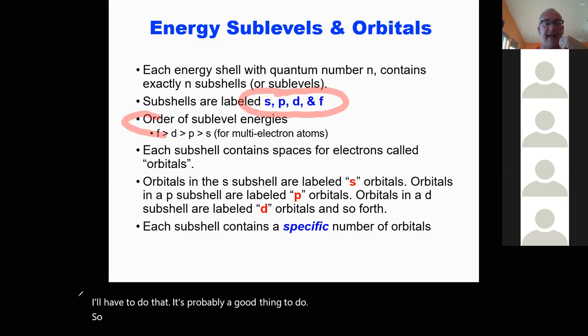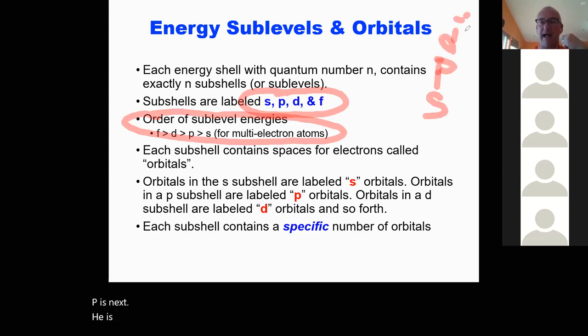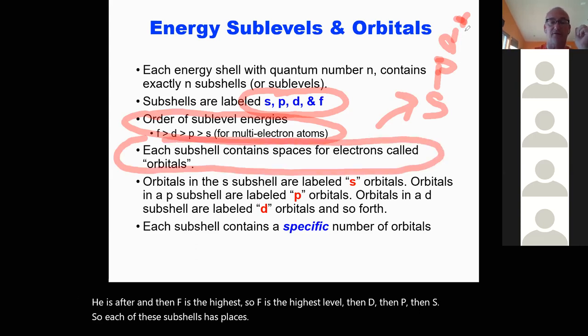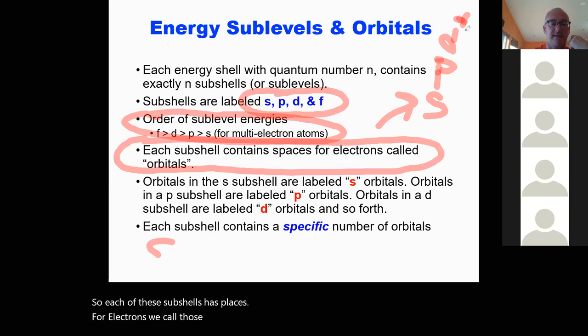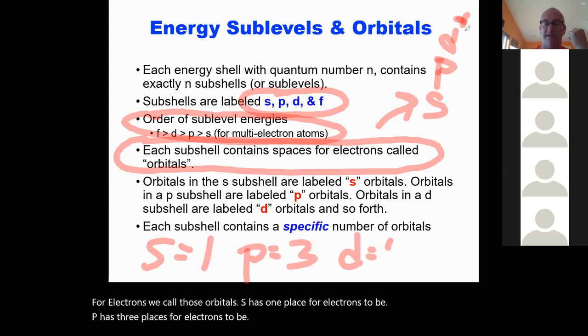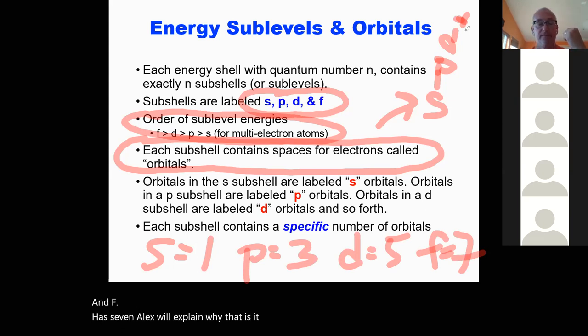So the order of energies: S is the lowest, P is next, D is after that, and then F is the highest. So F is the highest level, then D, then P, then S. Each of these subshells has places for electrons, and we call those orbitals. S has one place for electrons to be. P has three places. D has five, and F has seven. And I'll explain why that is. It'll help you remember it.